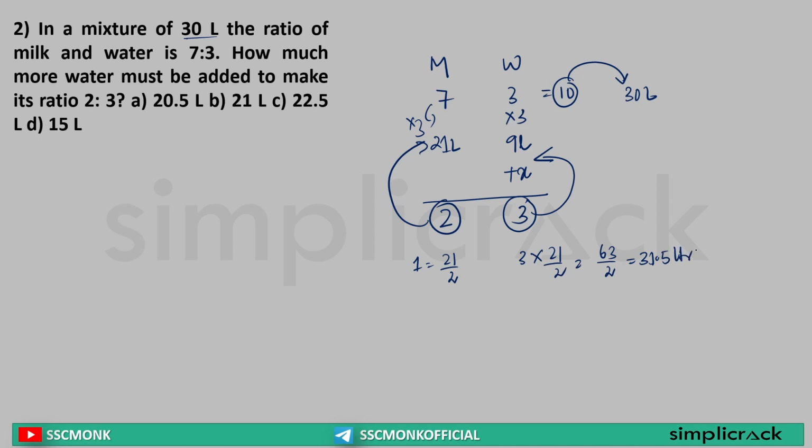Yes or no? Yes. Now 31.5 liter is what? It is the total volume of water. But how much water is there? 9 liter plus x liter. So that means 9 plus x is equal to 31.5. Value of x is equal to 31.5 minus 9, which is 22.5 liter. That is option C. Clear?